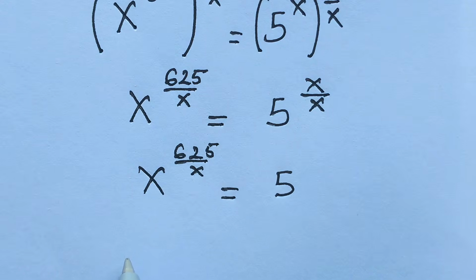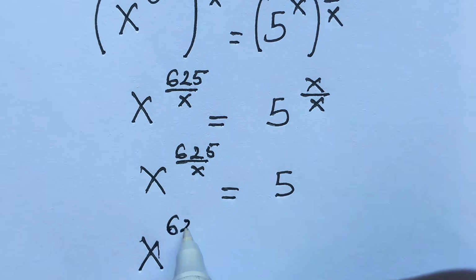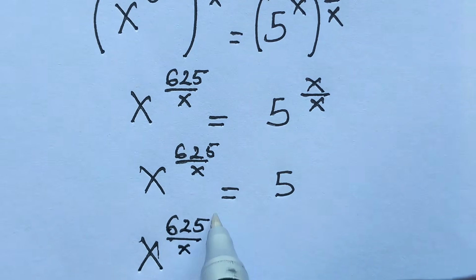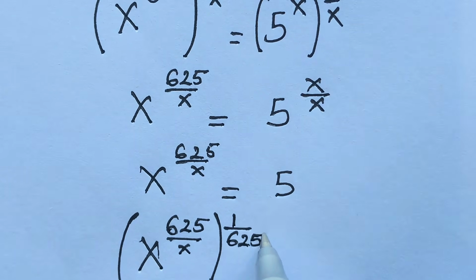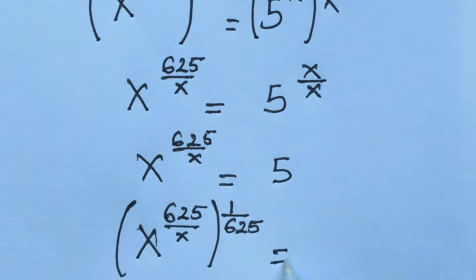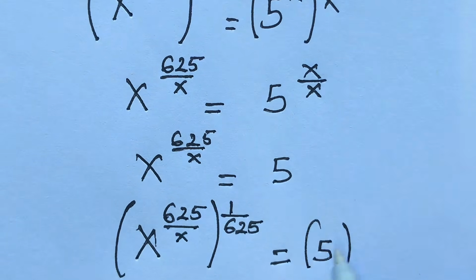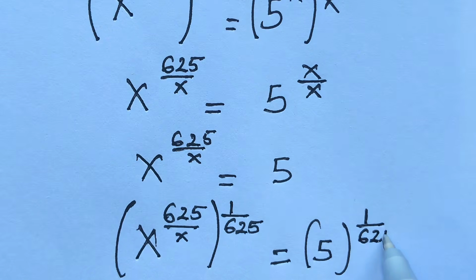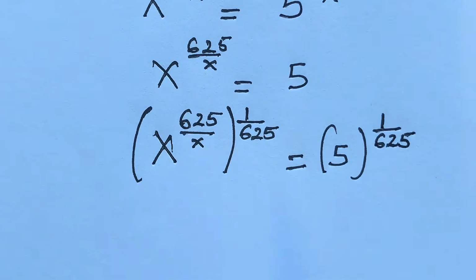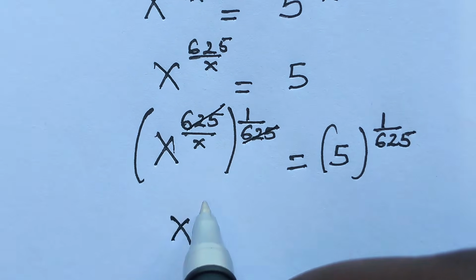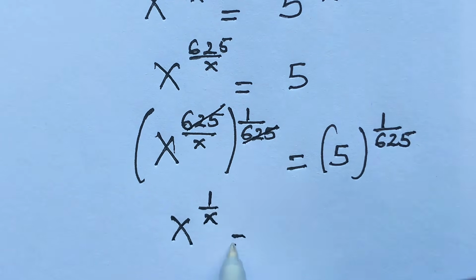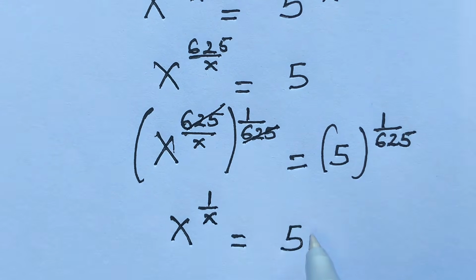So what we do, we have x^(625/x), then to the power 1 over 625, which equals 5, then to the power 1 over 625. So that here at this stage, this one and this will be cancelled to get x^(1/x) equals 5^(1/625).